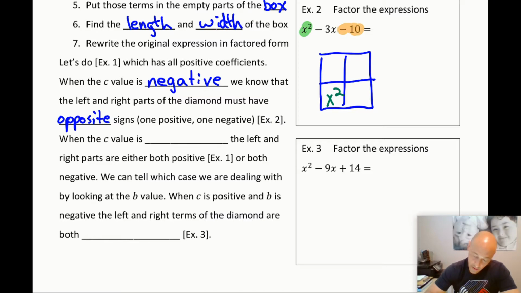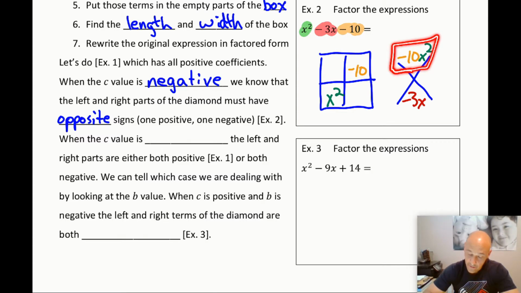The constant term goes in the upper right-hand corner. Next, we multiply those together and put them in the top of the diamond. Now we take the x term and we write it in the bottom of the diamond. And now, because this was negative, now we have a positive.